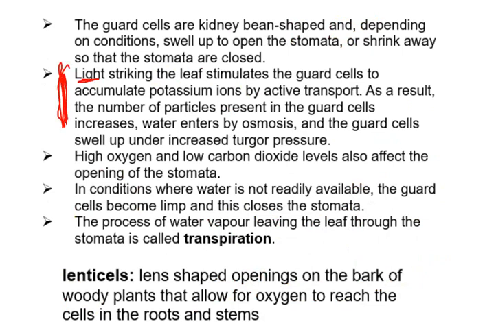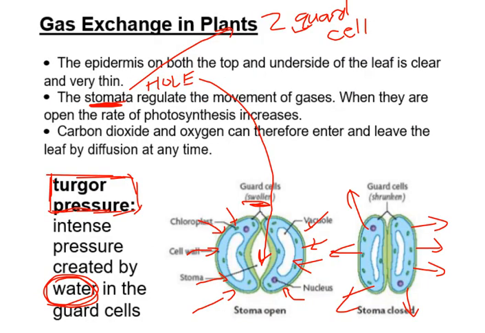When light strikes the leaf, the guard cells start to accumulate potassium by active transport. Because isn't light a form of energy? And so active transport causes these guard cells right here, let's use the closed ones right here, to bring in potassium. So I'm going to put a whole bunch of K's inside here. Well, all of a sudden then, there's a lot of potassium inside the cell, and there's not a lot of potassium outside of the cell.